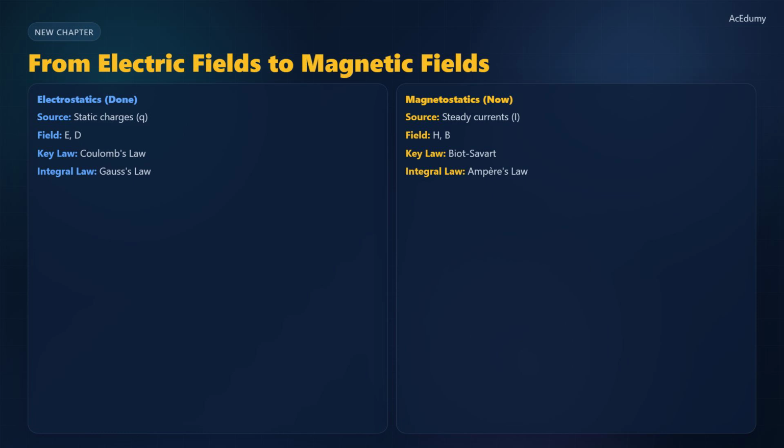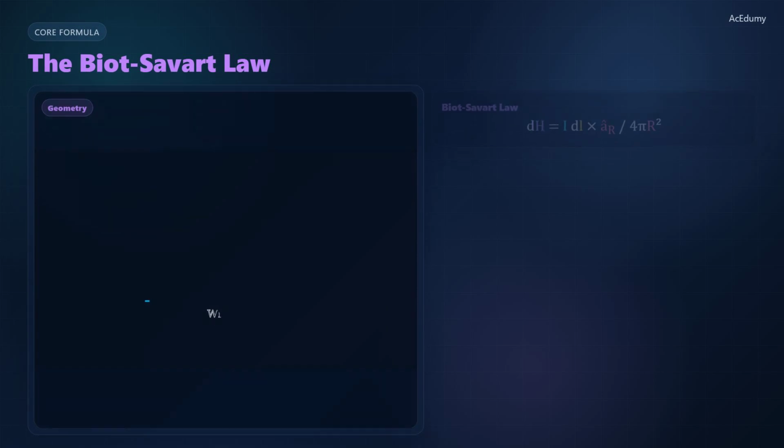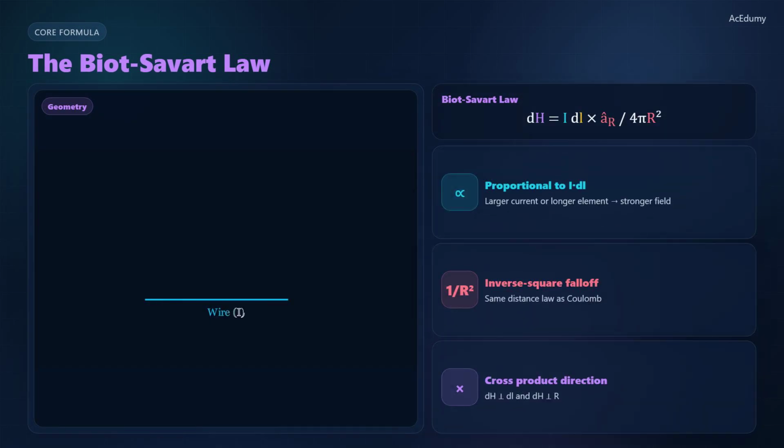The answer is the Biot-Savart law. Consider a thin wire carrying a steady current I. Take a tiny piece of this wire, we call it dl. This small element creates a magnetic field dH at some point P, located a distance r away. Biot and Savart discovered that dH equals I dl cross a hat r, divided by 4 pi r squared.